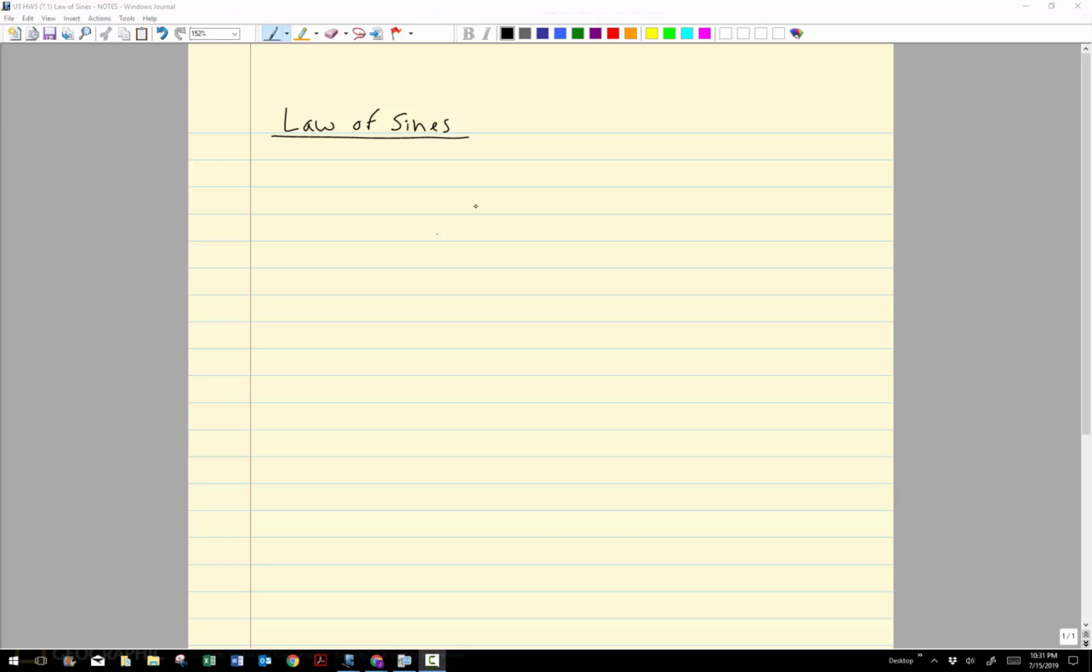We're going to be looking at the law of sines in this particular lecture, and the law of sines is used to solve oblique triangles. Now, oblique triangles basically means any triangle without a 90-degree angle. There are a couple of different ways that we can do this. We can work with the law of sines, or we can work with the law of cosines. This lecture is going to be focusing on the law of sines.